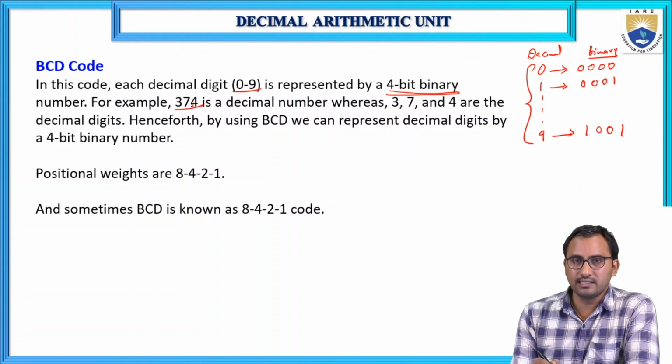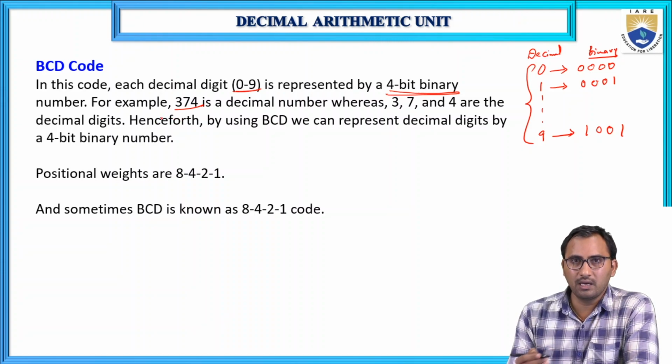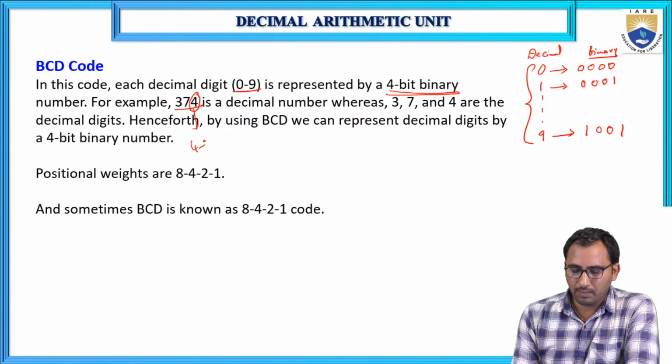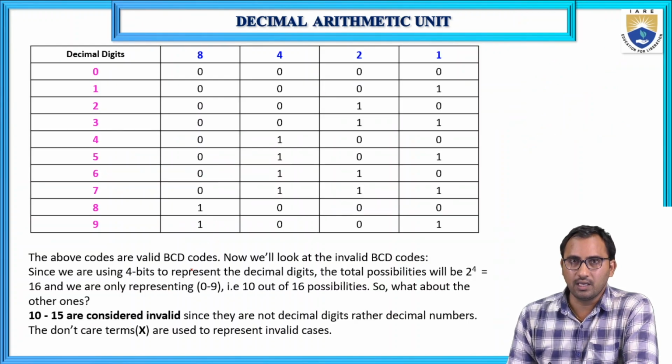Suppose you consider the decimal number 374. In this decimal number, every digit is represented with a 4-bit binary number, and the positional weights are 8421. So in the 8421 code, we represent every digit of the decimal number. Here you can see how we can write all the decimal numbers in a 4-bit binary number.